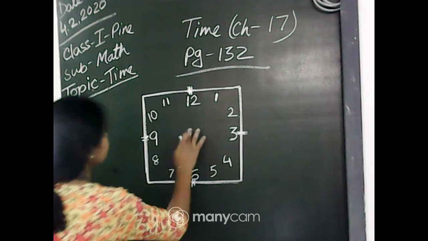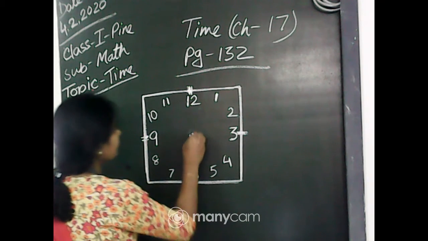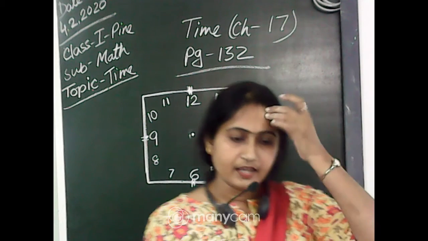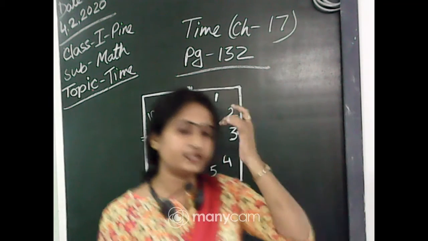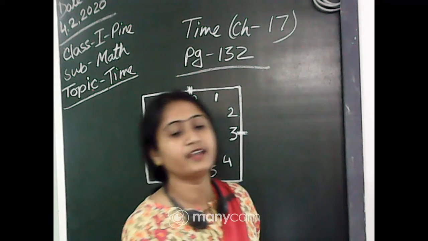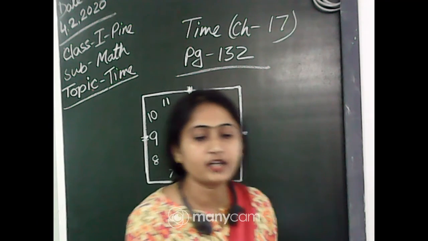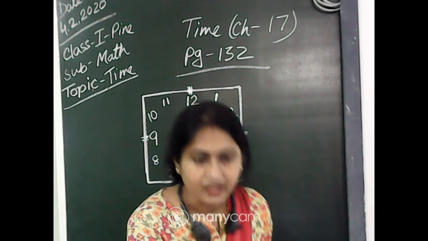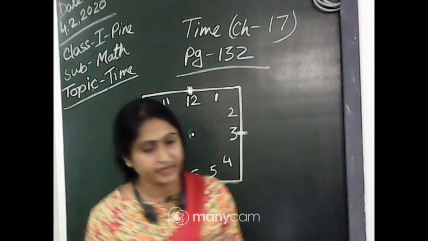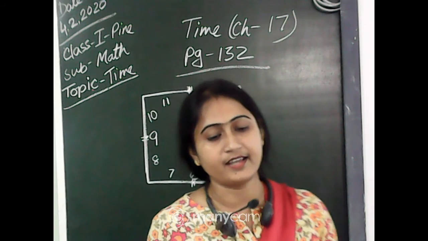Center of the circle, give a point. Okay, you all know there are two hands in a clock. There is also a second hand, but generally two hands. One is a long hand, another is a short hand. The long hand indicates the minutes and the short hand indicates the hours.